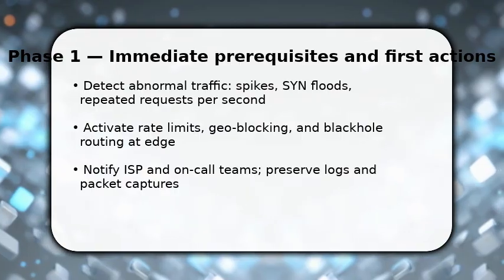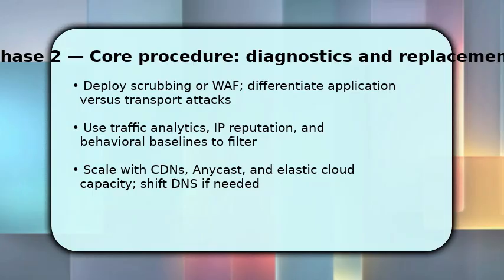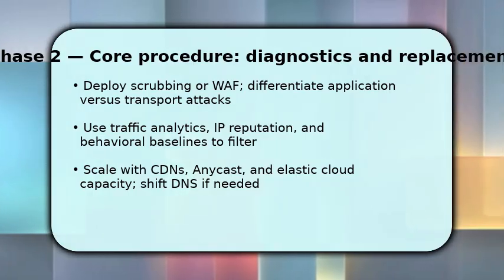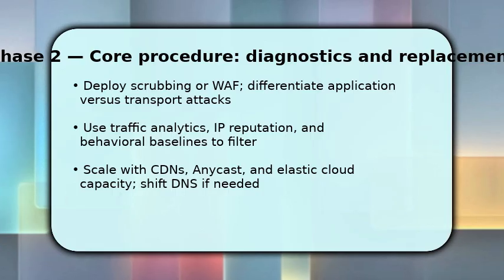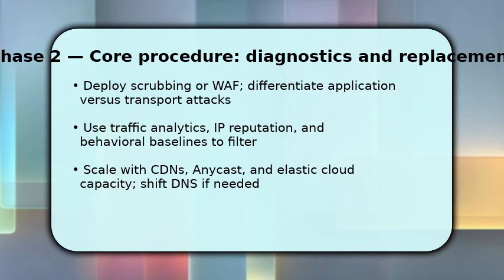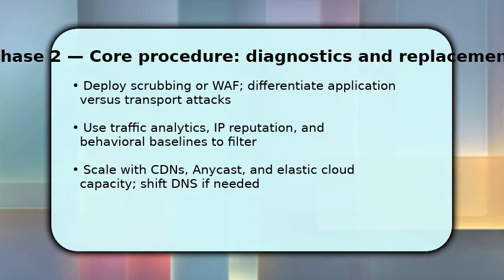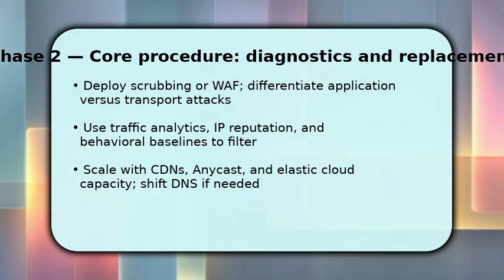Once basic containment is active, move to targeted mitigation, route traffic through a scrubbing service, or enable your WAF rules to block malicious payloads. You want to distinguish application layer floods from transport floods using analytics and behavioral baselines because the controls differ. Make sure to apply IP reputation lists and progressive rate-based filters so legitimate users aren't dropped.